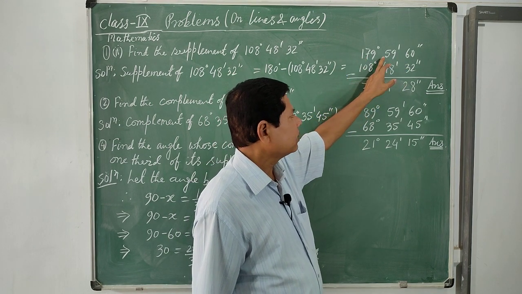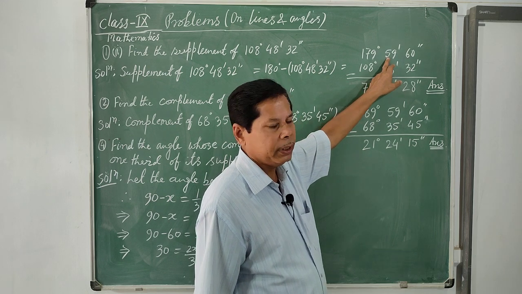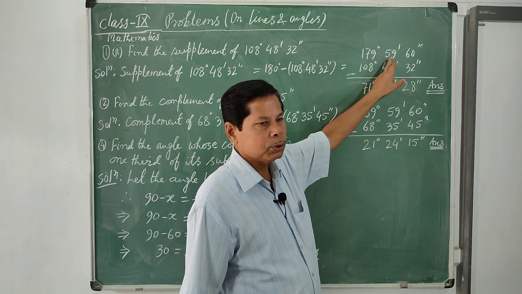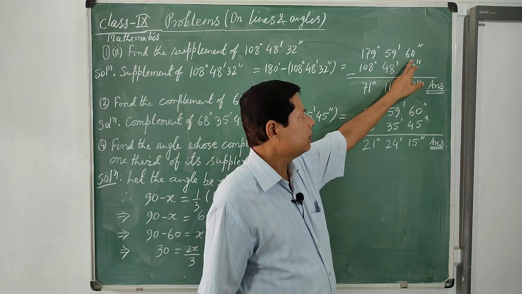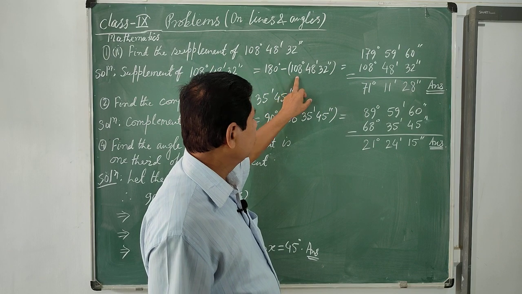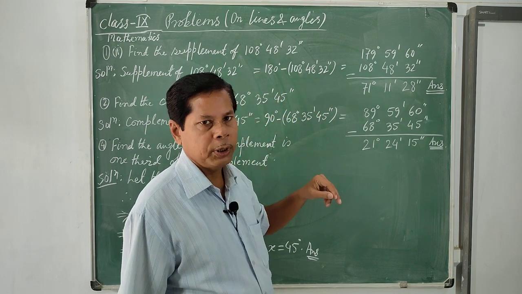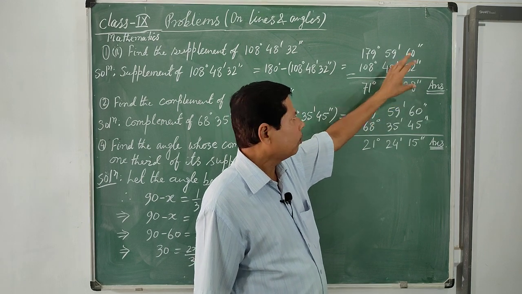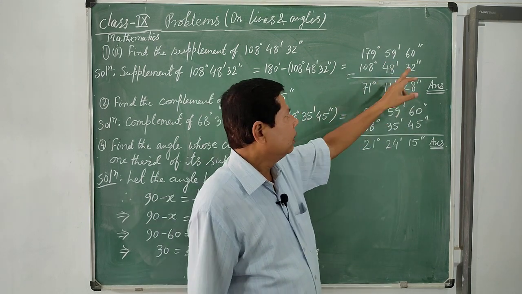in 1 degree there are 60 minutes. So, write it here 59 minutes. And again 1 minute is left, so convert it into seconds, that is equal to 60 seconds. And below it, write the angle whose supplement is to be obtained, 108 degree, 48 minutes, 32 seconds. Now, simple subtraction is there.